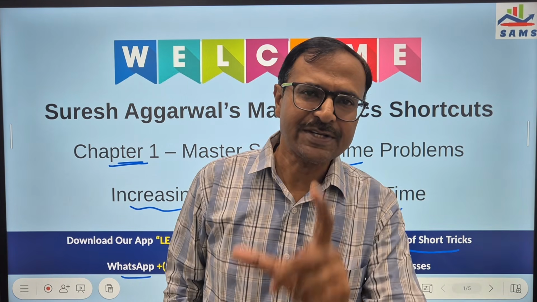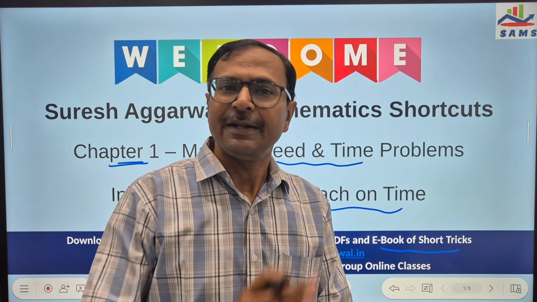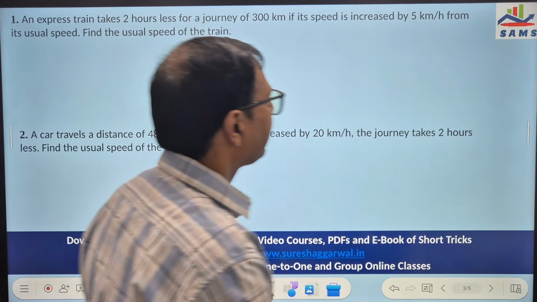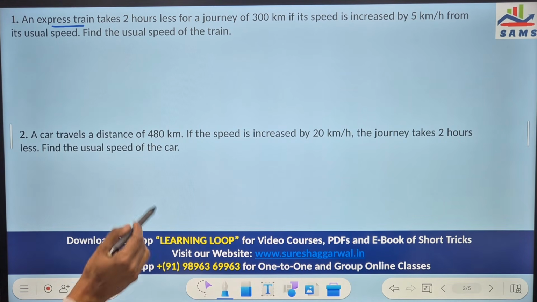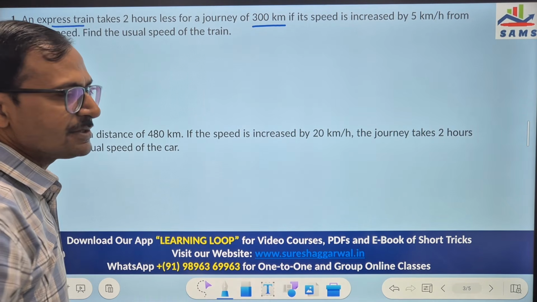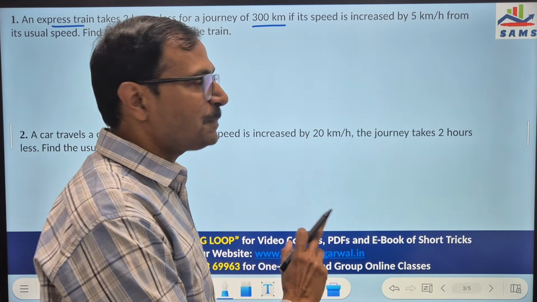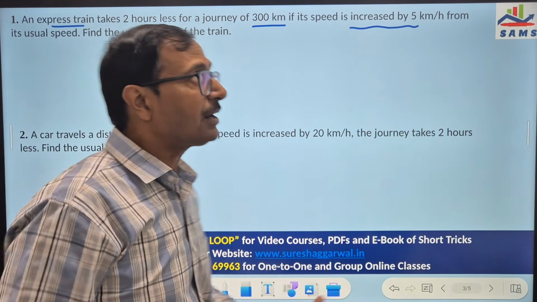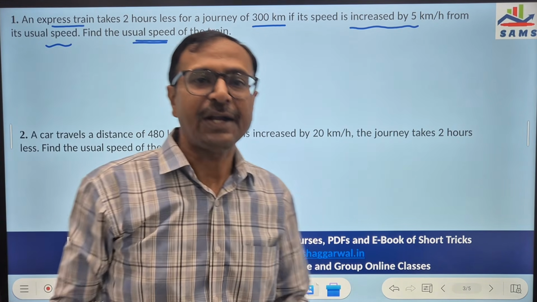So friends, let's first understand what type of questions are asked in this, and then I'll tell you the concept. Then we will apply it to solve some questions. So for the first thing, I'm going to show you a question. Here you can see there is an express train which takes 2 hours less for a journey of 300 kilometers. And when will it take 2 hours less? When it increases the speed. So when it increases the speed by 5 km per hour from its usual speed, we need to find the usual speed of the train.